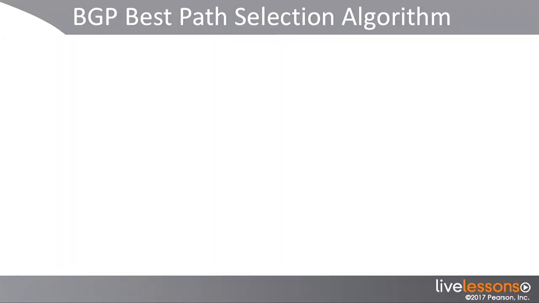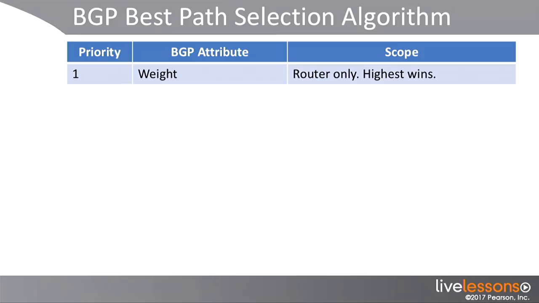Let's now walk through the different path selection criteria that we have with BGP. The first one is weight. Weight is a router-only attribute. Its scope is just within the router. If one prefix has a higher weight than the same prefix on another path with a lower weight, the path with the higher weight value wins and will be selected as the best path.